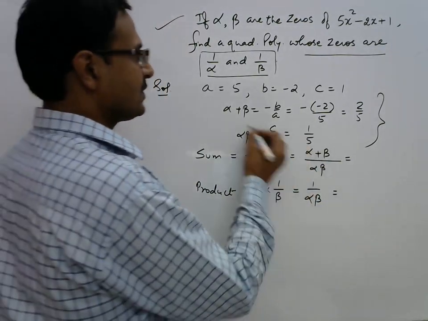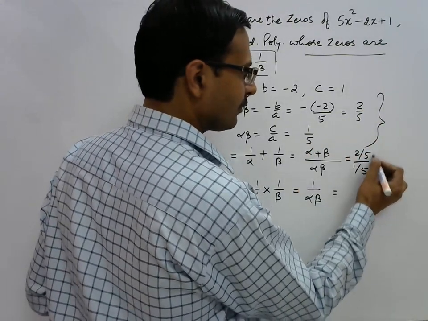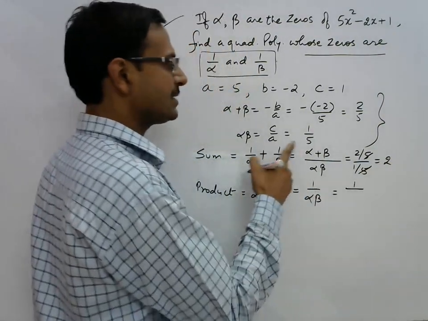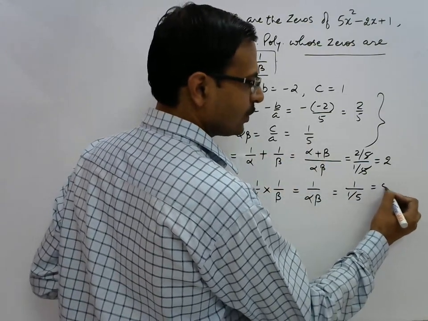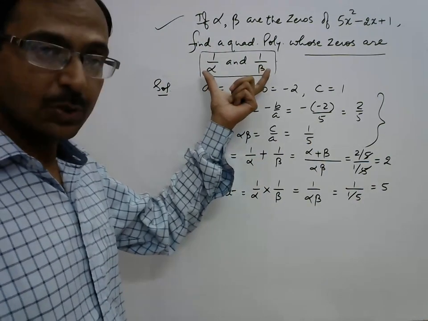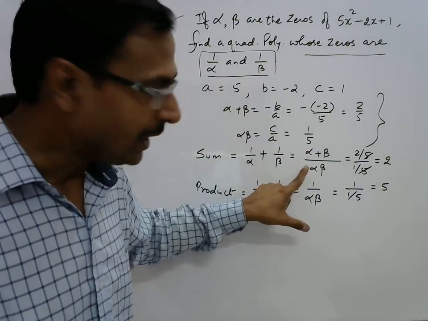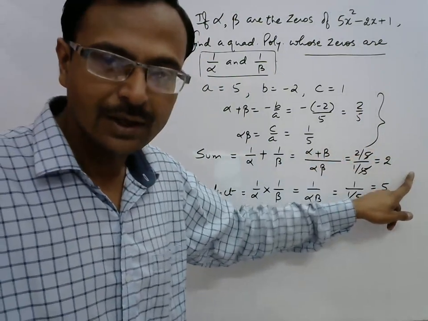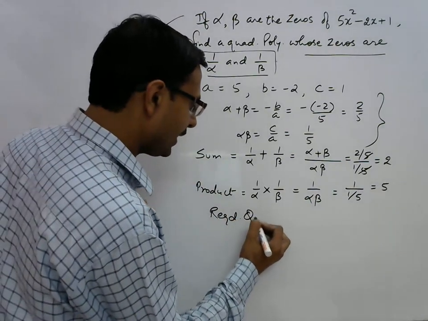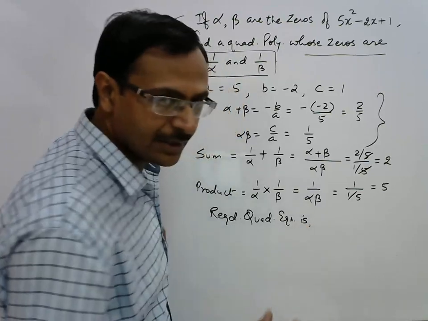So now alpha plus beta, the value was 2 upon 5, and alpha beta, the value was 1 upon 5. So 5 gets cancelled, so the value is 2, and the product 1 upon alpha beta. What is alpha beta? 1 by 5. So the value is 5. So you need to find the sum and product of these two zeros and then convert it into the form of alpha plus beta and alpha beta, and then put the values from here to get the values of sum and product.